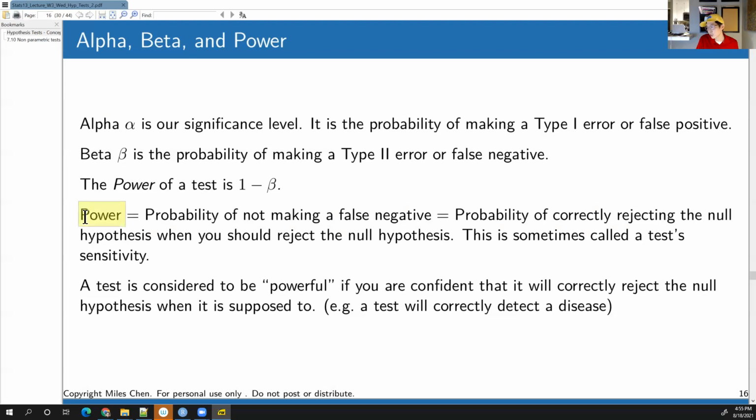There are limitations in power. A very powerful test will correctly reject the null, will give you a positive result anytime the null hypothesis should be rejected, right? So a test is considered powerful if you're confident that it will correctly reject the null hypothesis when it's supposed to, as in the test will correctly detect a disease or whatever else is being tested. Okay, that's the sensitivity of a test.